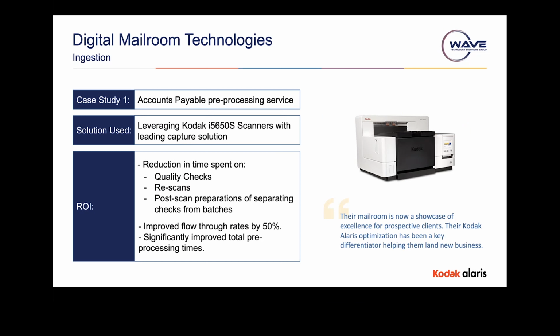One customer offers an accounts payable pre-processing service for their clients. A new fleet of Kodak Alaris i5650S scanners paired with capture software slashes their time spent on quality checks and rescans, as well as post-scan preparations of separating checks from the batch, improving flow through rates by 50% and significantly improving the total pre-processing time. The Mailroom is now a showcase of excellence for prospective clients. Their Kodak Alaris optimization has been a key differentiator, helping them land net new business.